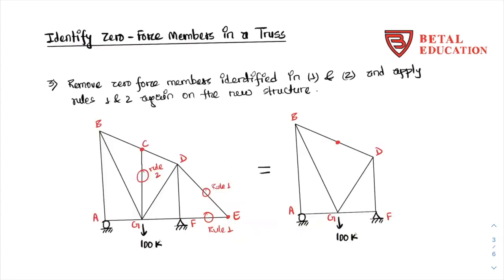So you can see the new structure formed after removing the zero force members from rules 1 and 2. We will now look for nodes or joints which satisfy rules 1 and 2. Unfortunately for this example, we have no other nodes that satisfy rules 1 and 2. But we'll see its application on the second example. So let's move on to rule number 4.